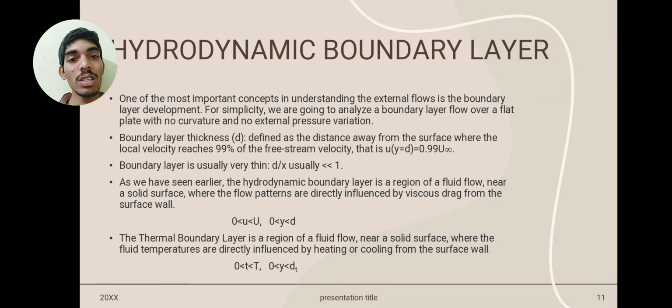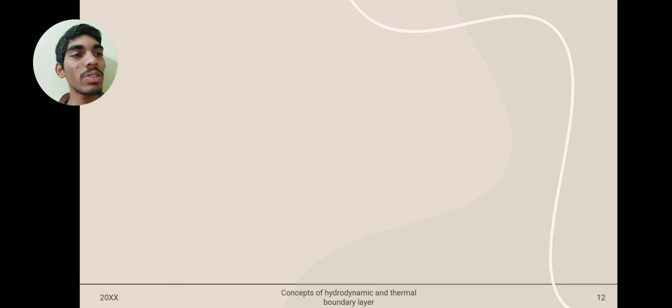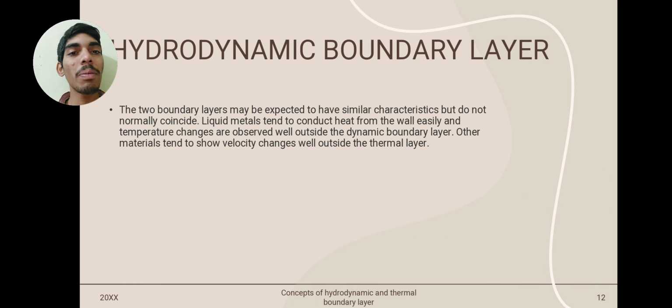The thermal boundary layer is a region of fluid flow near a solid surface where the fluid temperatures are directly influenced by heating or cooling from the surface walls. The two boundary layers may be expected to have similar characteristics but do not normally coincide. Liquid metals tend to conduct heat from the wall easily, and the temperature changes are observed well outside the dynamic boundary layer. Other materials tend to show velocity changes well outside the thermal layer.